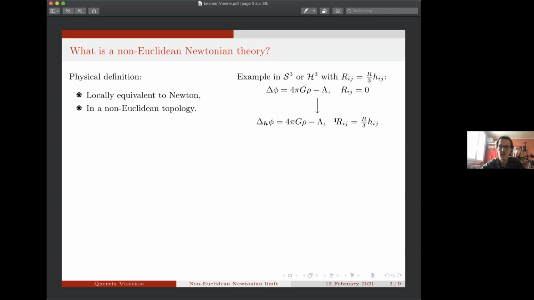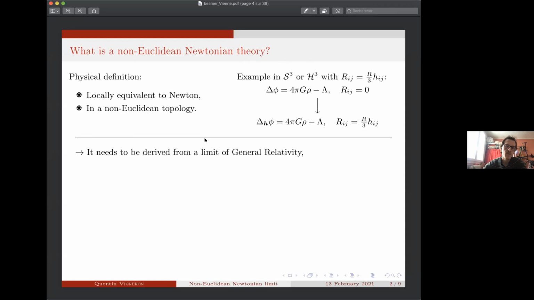So for instance, if we take it to be proportional to the scalar curvature, we would allow for either spherical or hyperbolic topologies. With such a Poisson equation on scales small in front of the scalar curvature, this Poisson equation would reduce to the flat Poisson equation, and we would have a non-Euclidean Newtonian theory as I defined here. The problem with this approach is that it's purely heuristic and not justified from general relativity.